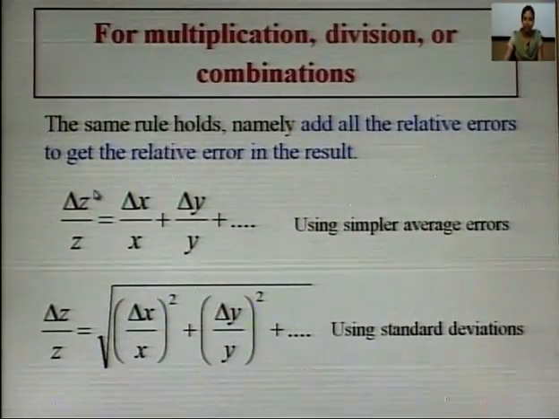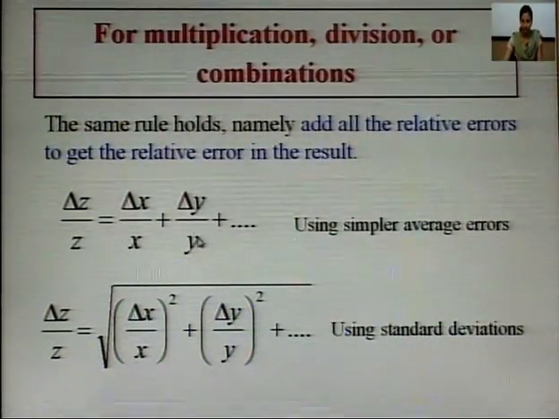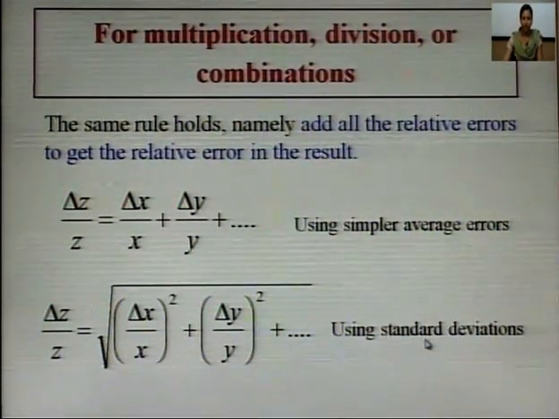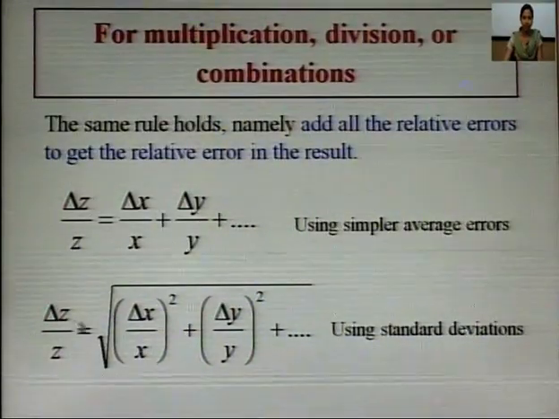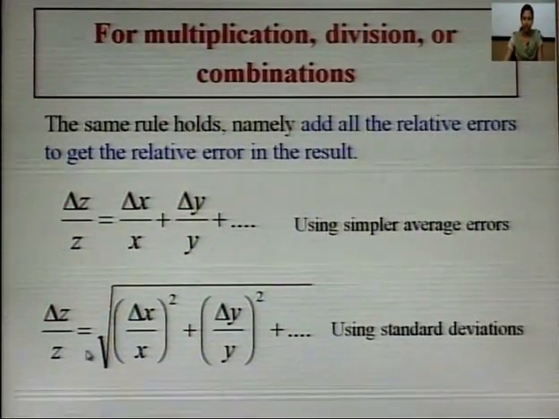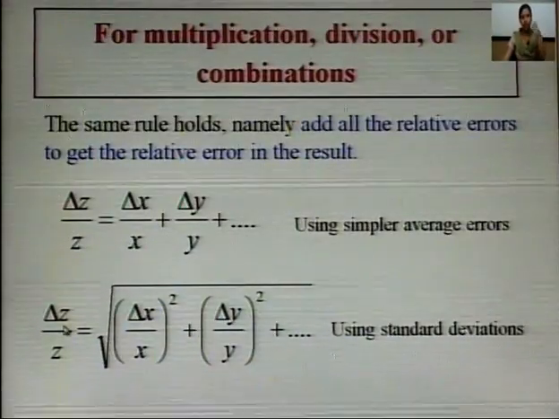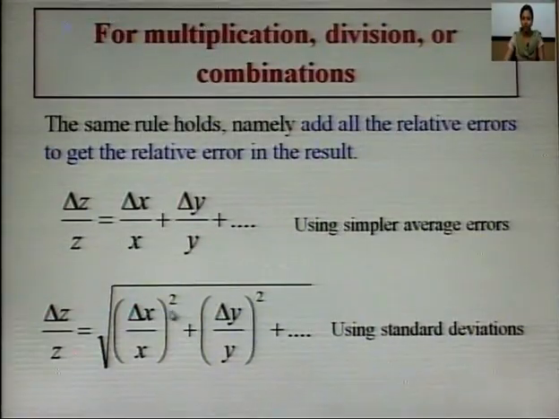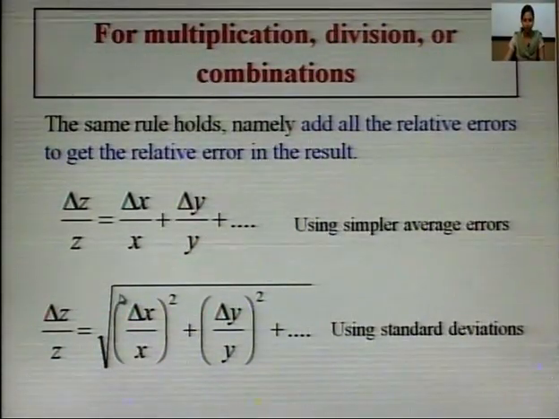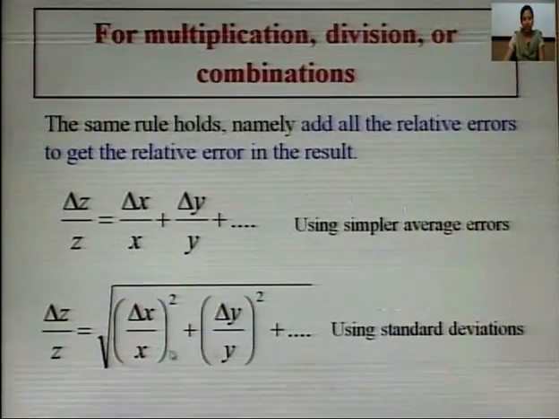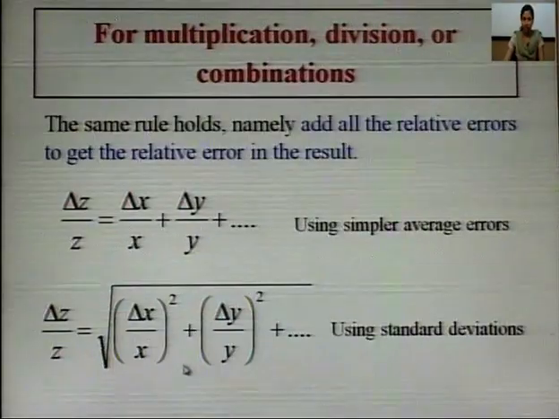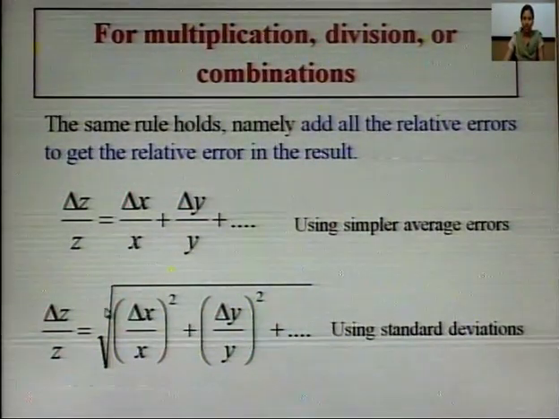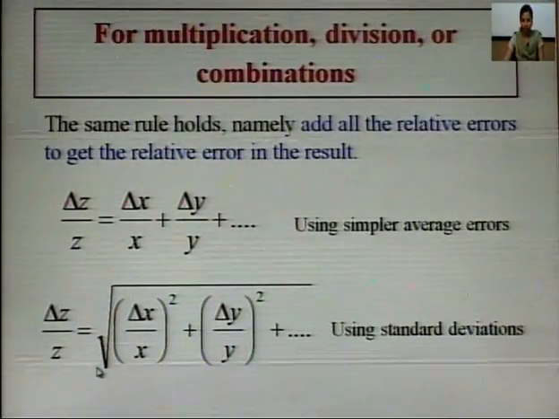We already discussed that this is an average error, but instead of average error, if we want to take the standard deviation or standard error, then delta z upon z is equal to delta x upon x whole square plus delta y upon y whole square up to so on, and its square root. So, standard deviation is always calculated like this: square of first physical quantity, second physical quantity, and addition, and after taking its square root.